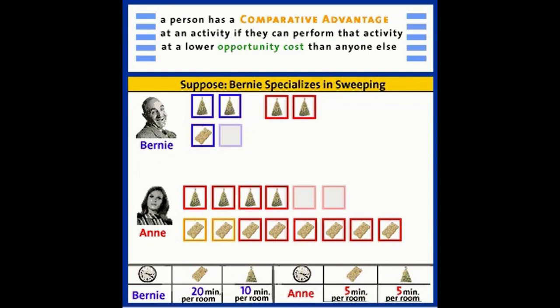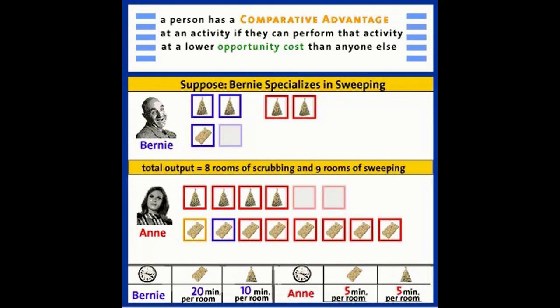And if you look, our total output now is 8 rooms worth of sweeping and 9 rooms worth of scrubbing. Where did this extra room of scrubbing come from? It came from specialization. Because Bernie specialized according to his comparative advantage, these 2 working together were able to scrub an additional room. They were able to turn out a little bit of extra labor relative to what they did before. So now Bernie and Ann have 8 rooms swept and 9 rooms scrubbed.